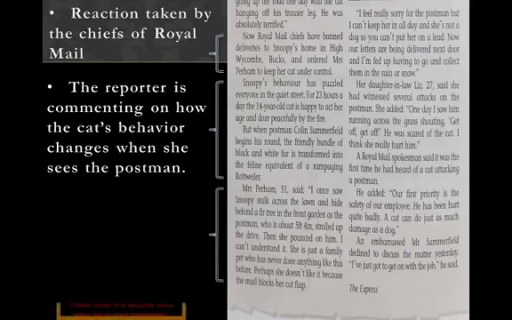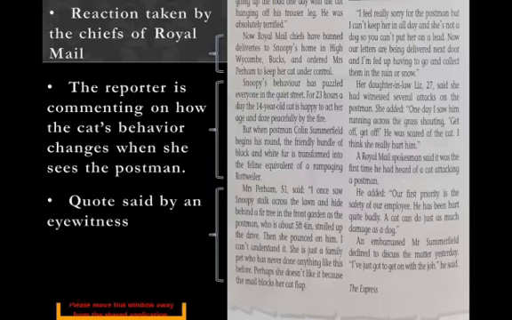What's the meaning of bounce? Jump, to jump. Okay. And this paragraph, this is a quote said by an eyewitness.